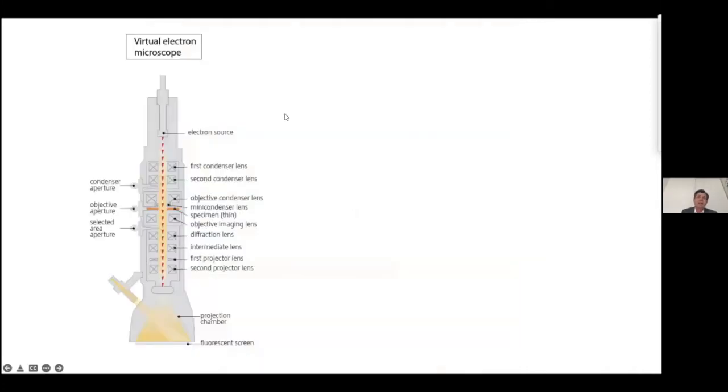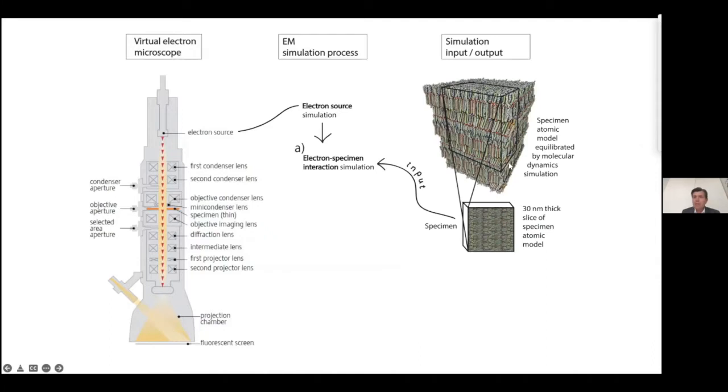So basically electron microscopy simulation works like this. We have the complete electron microscope in the computer. So first the electron source is simulated, and then all the optical steps, all the lenses in the electron microscope are simulated. And finally, the interaction between the electrons and the detector. So basically it works like this in the simulation process. First, the electron source is simulated. Then the model, the atomic model, is inserted into the virtual electron microscope, and the interaction between the atomic model, the specimen, and the simulated electrons is simulated.